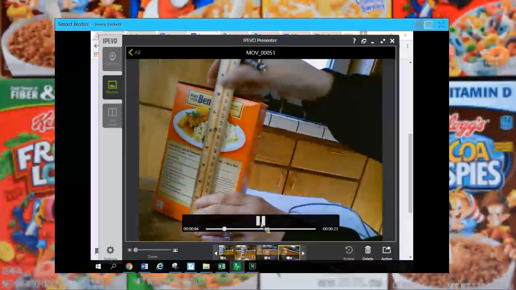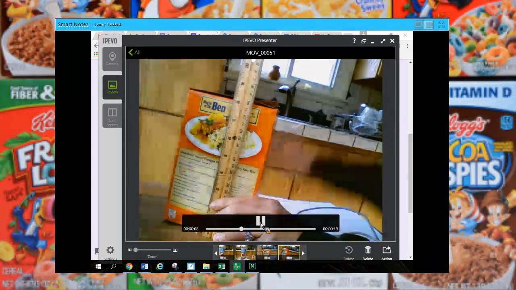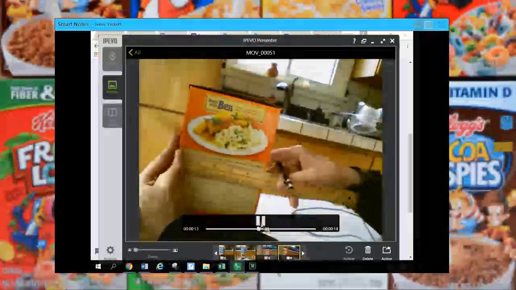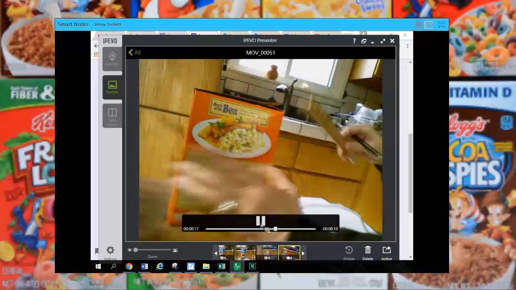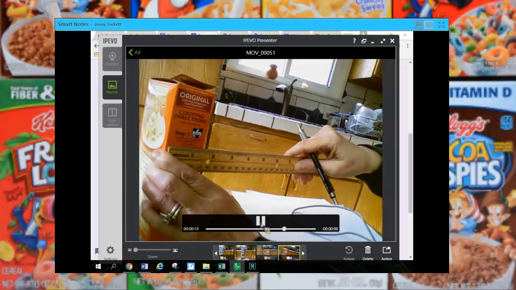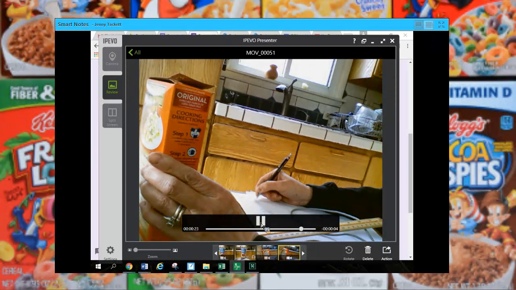Get my ruler and I see that it is 8 inches high. I write that down. I see that the length is 5 inches. Again, I write that down. And finally, my width is 1.5 inches. And I also write that down.